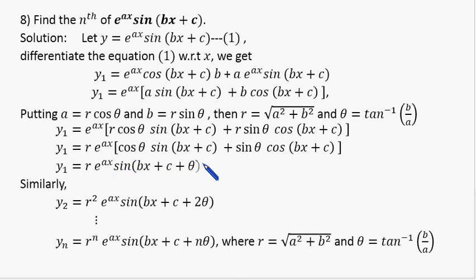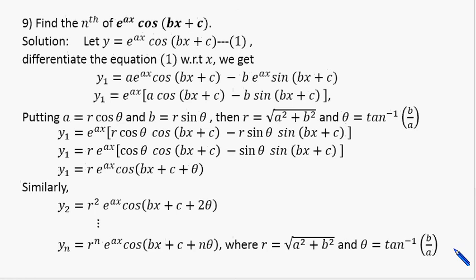So it can be written as y1 is equal to r into e power ax into sin of bx plus c plus theta. Similarly, for the second order derivative, y2 is equal to r square into e power ax into sin of bx plus c plus 2 theta. More generally, the nth order is r to the power of n into e power ax into sin of bx plus c plus n theta, where r is equal to square root of a square plus b square and theta is equal to tan inverse of b by a.